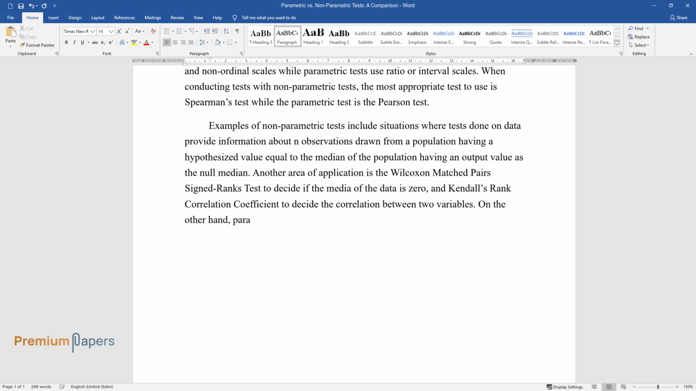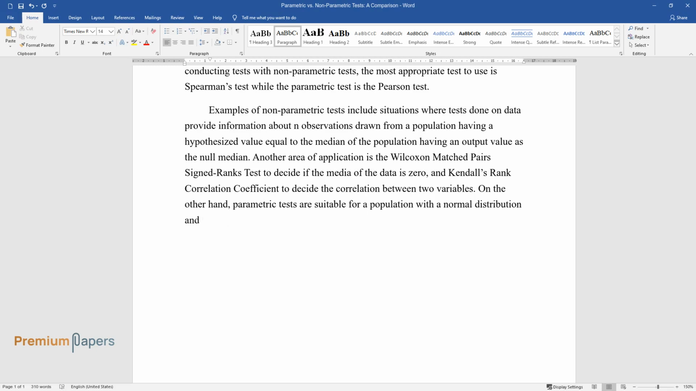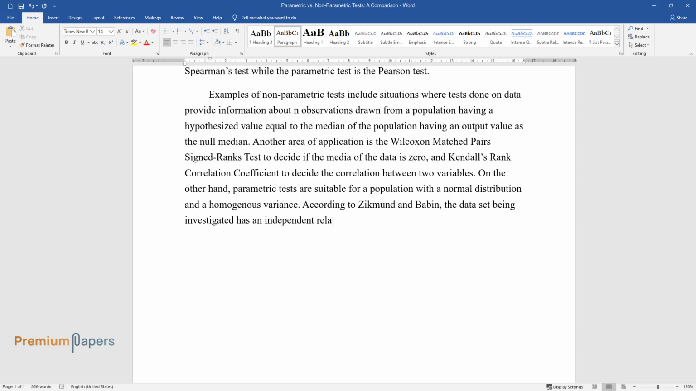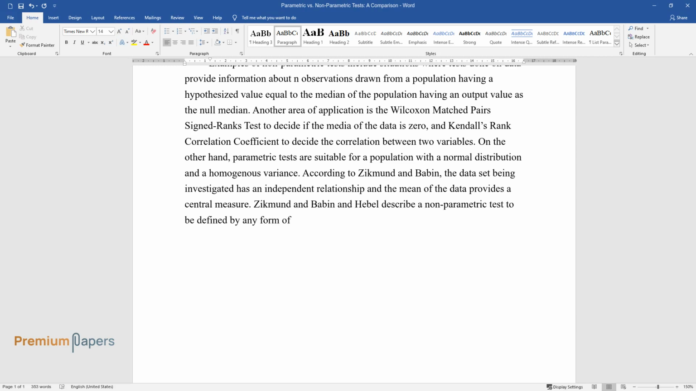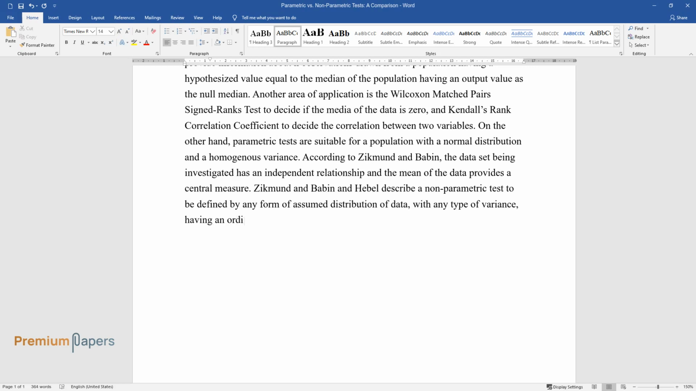On the other hand, parametric tests are suitable for a population with a normal distribution and a homogeneous variance. According to Zikmund and Babin, the data set being investigated has an independent relationship and the mean of the data provides a central measure. Zikmund and Babin and Hebel describe a non-parametric test to be defined by any form of assumed distribution of data, with any type of variance, having an ordinal or nominal characteristic, and the median as a measure of central tendency.